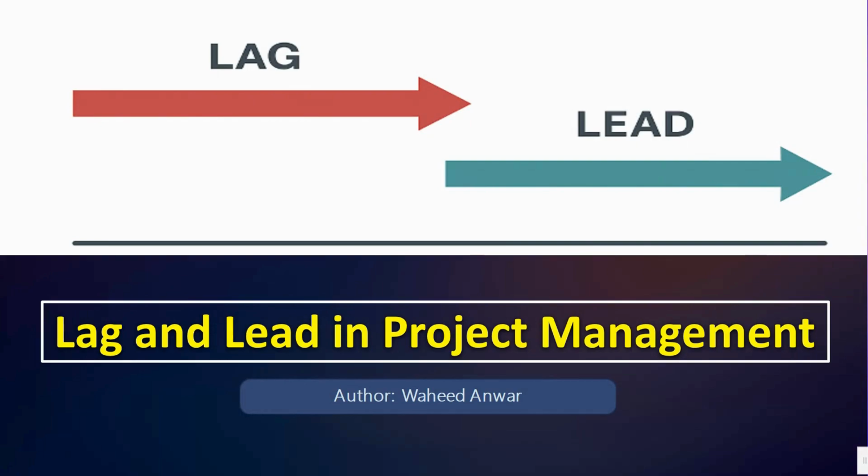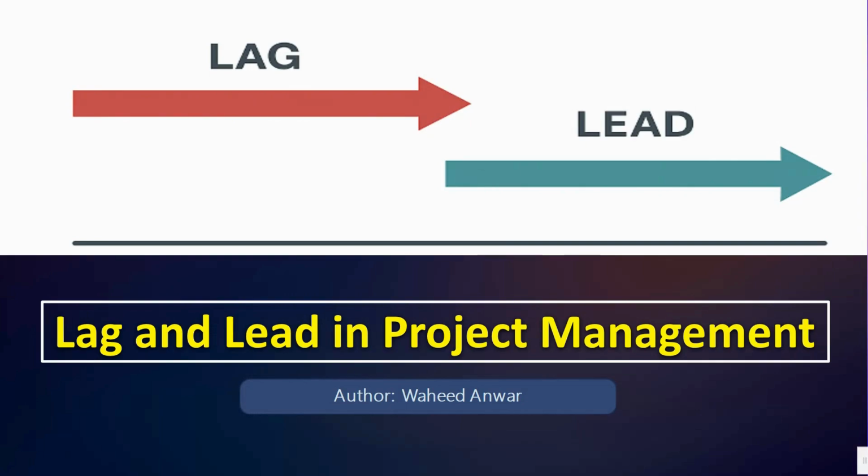Understanding these concepts is critical because they help you model the real world conditions of a project. For example, you can include curing time in construction, waiting time for approval, or overlapping phases in a fast tracking project. If you don't use lag and lead properly, your schedule may look fine on paper, but it would not work in practice.